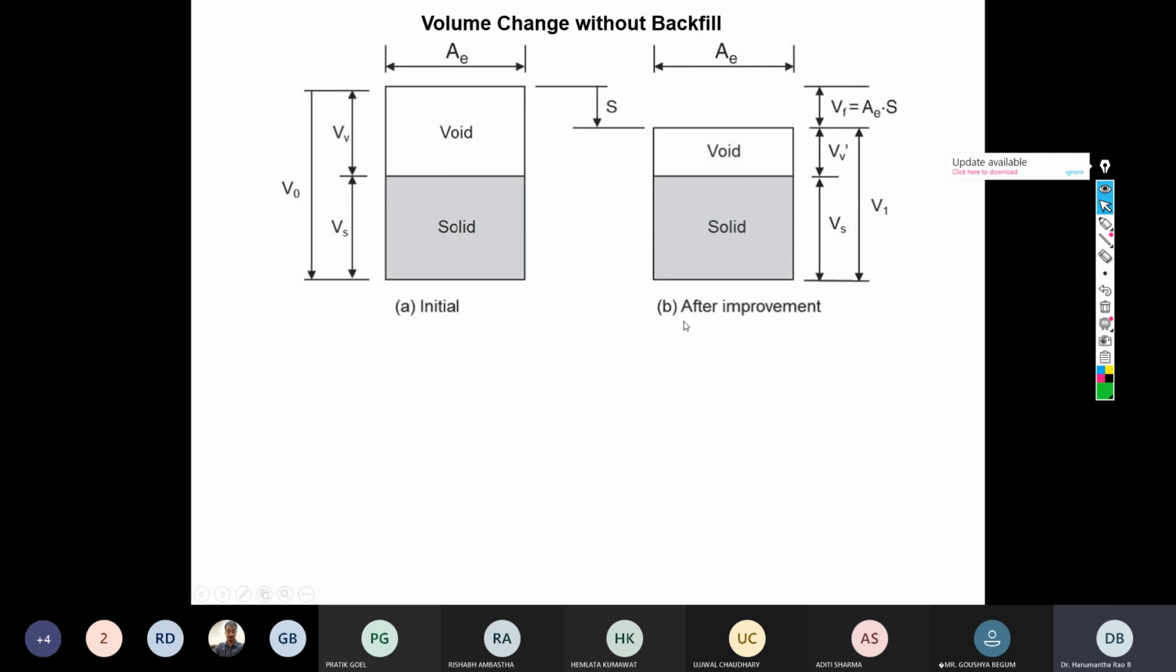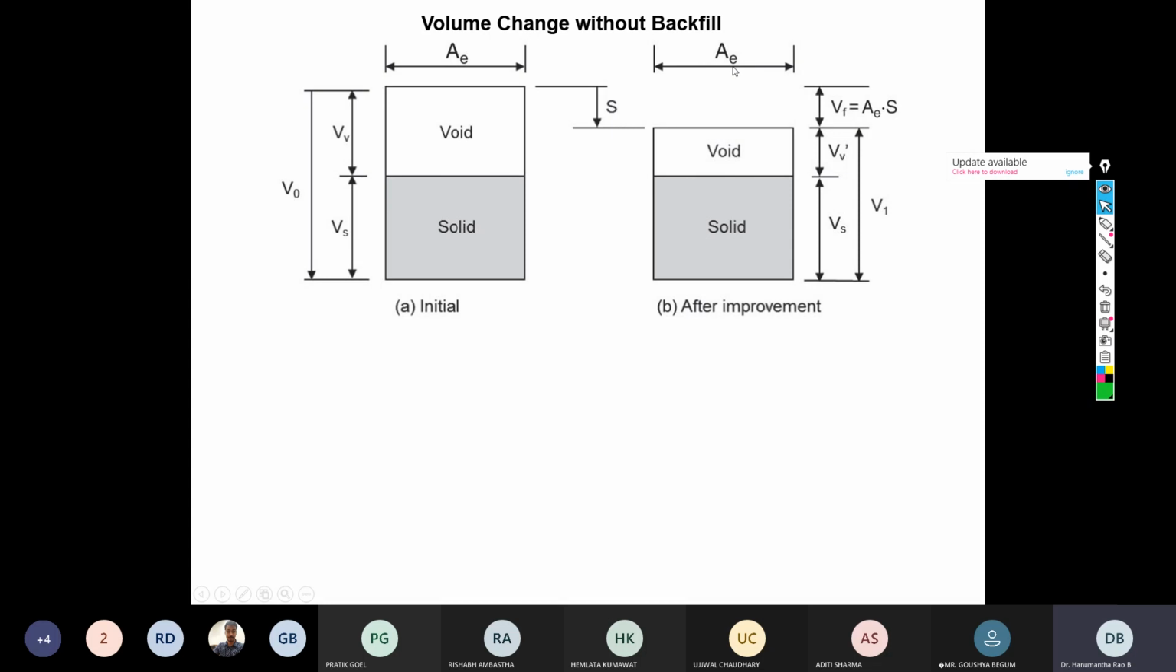So let us try to understand how to calculate or relate the subsidence. We have taken case one, where the volume change is measured without the backfill. The left side figure is the initial condition. There is a solid and there is a void. Ae is nothing but the area of the zone of influence. V naught is the initial volume and there is a subsidence equal to S.